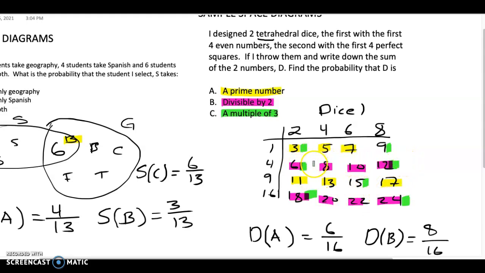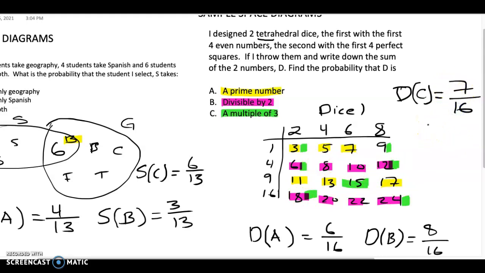Let me double check. We got 3, 6, 9, 12, 18, 24, 15. Do this one all the way green. So cool. Let's write our D with event C. When it's a multiple of 3, I have 1, 2, 3, 4, 5, 6, 7. So 7 out of 16.